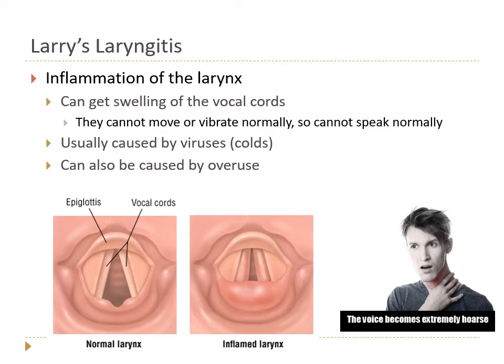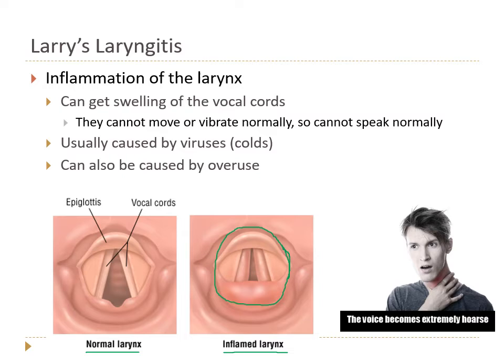So laryngitis is when your larynx gets inflamed and swollen. This would be normal over here on the left. And here's an inflamed larynx. Here's somebody who has laryngitis. It's all swollen and puffy. And so those vocal folds can't vibrate normally. So your voice is going to sound really strange.